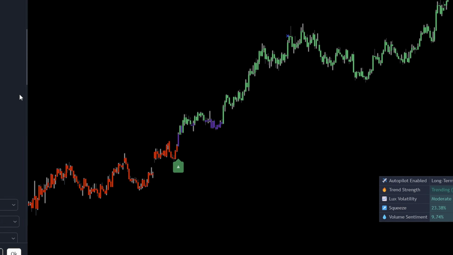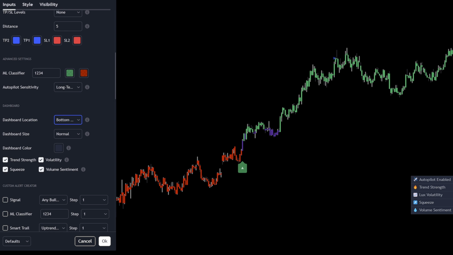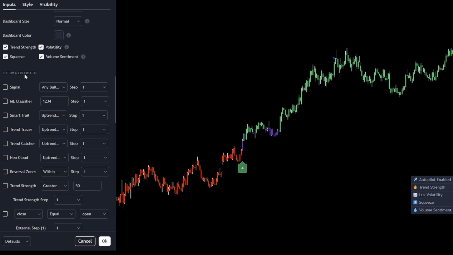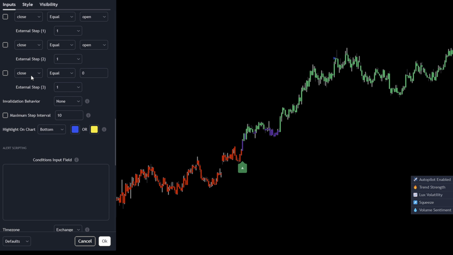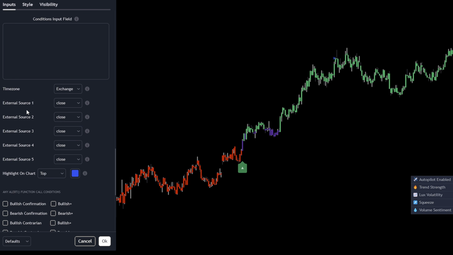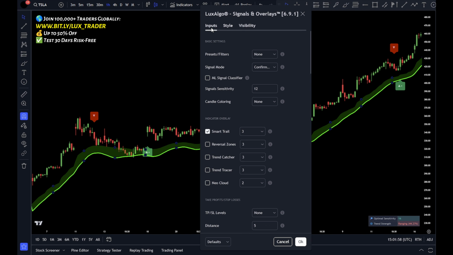Finally, the toolkit includes a dashboard for quick trend and volatility insights, and a custom alert creator with extensive options. These features allow you to automate parts of your trading process, ensuring you don't need to monitor the charts constantly, or even integrate the toolkit into bot trading strategies. Alright, now that we understand how this indicator works, let's fine-tune its settings to align perfectly with today's strategy.